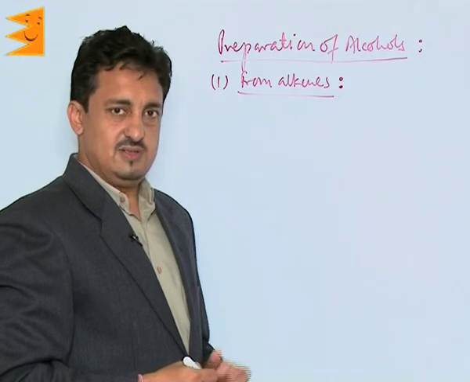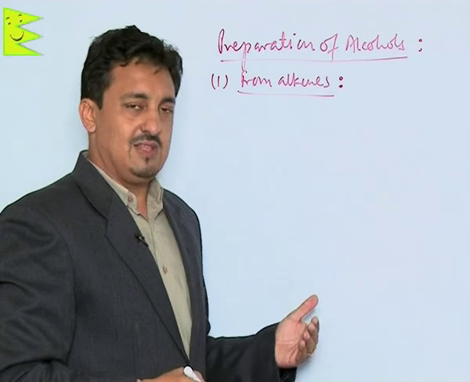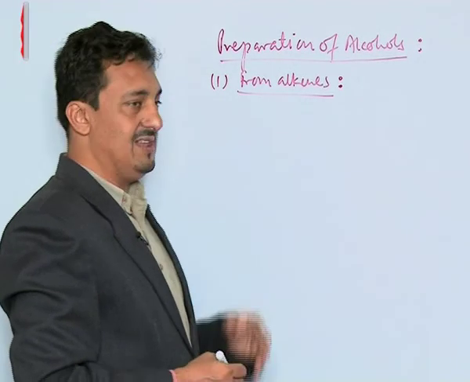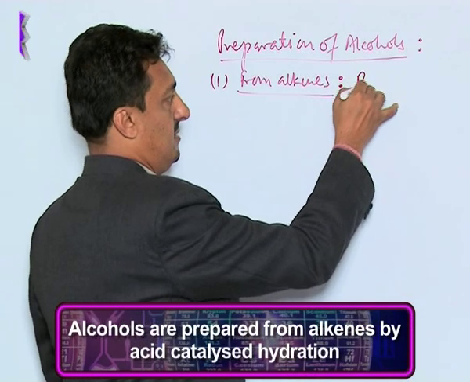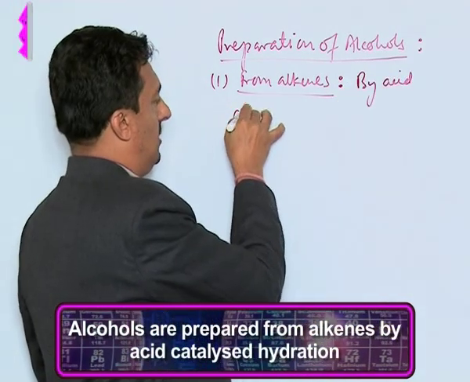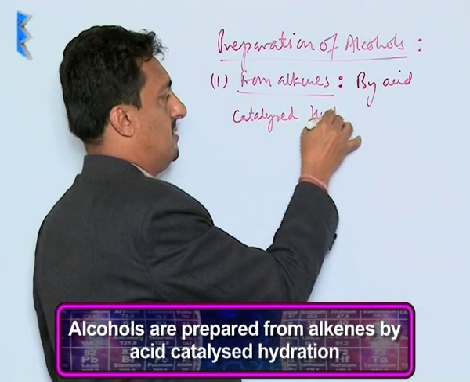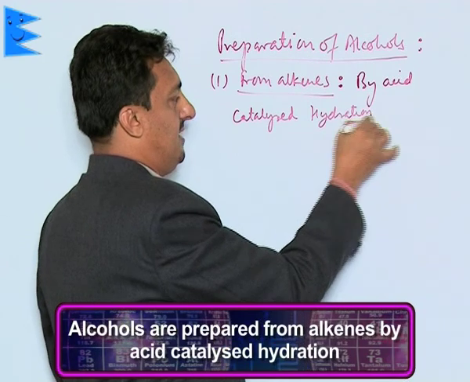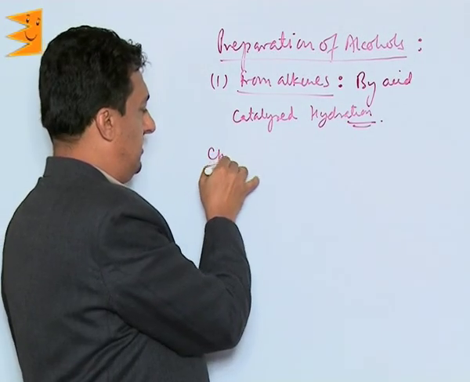Preparation of alcohols. Now we can prepare alcohols by many methods. The first one in the list is from alkenes. From alkenes they can be prepared by acid catalyzed hydration. Let me give an example.